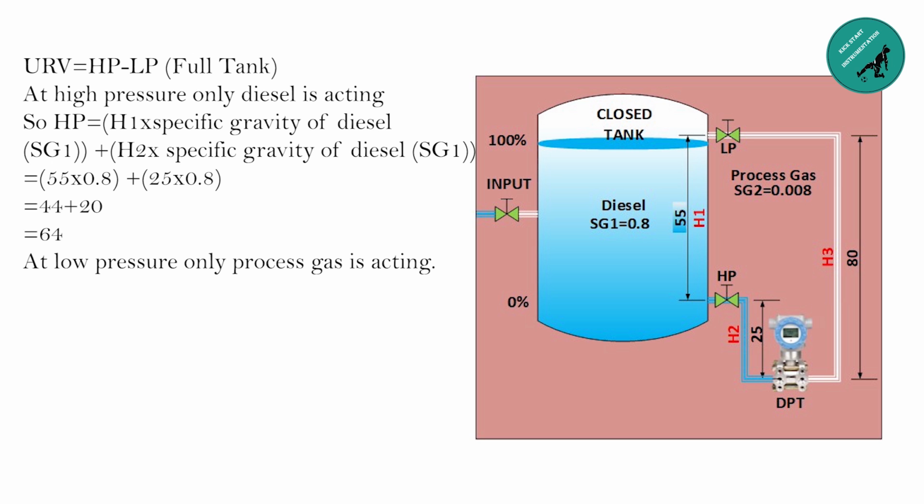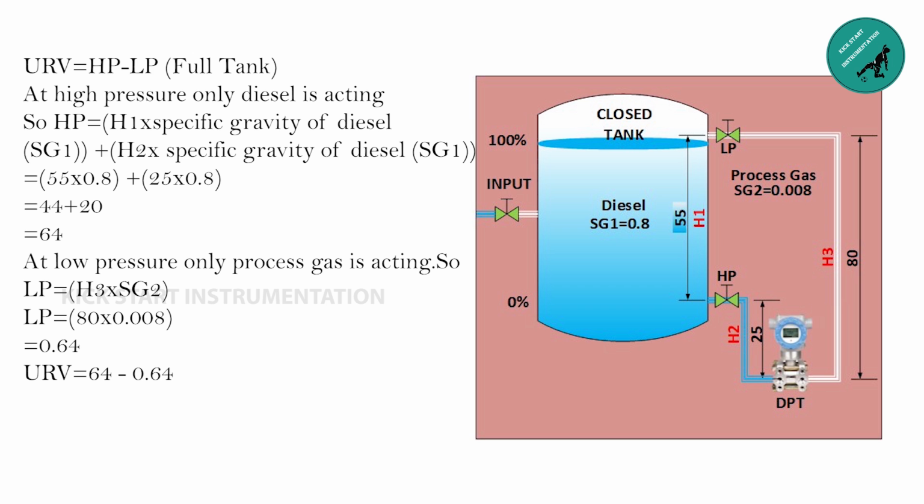At low pressure, only process gas is acting. So low pressure is equal to H3 into specific gravity 2. H3 is 80 into specific gravity 2, which is 0.008, which is equal to 0.64. Now URV is equal to high pressure 64 minus low pressure 0.64, which is equal to 63.36 mmWc. mmWc is millimeters water column.